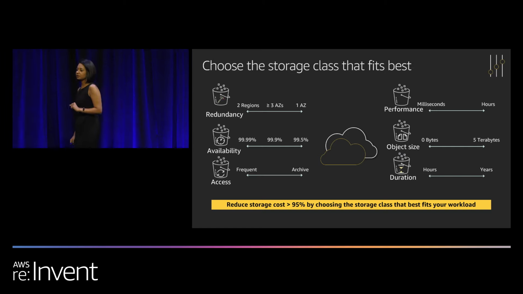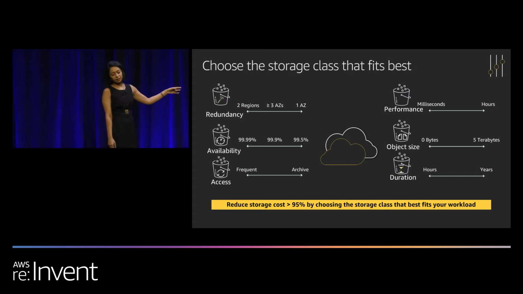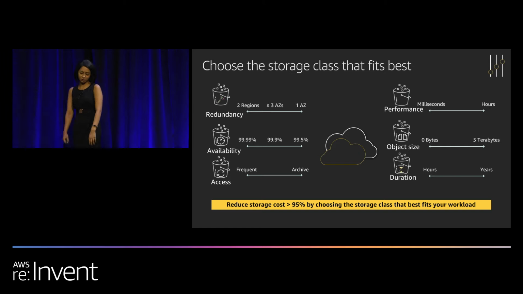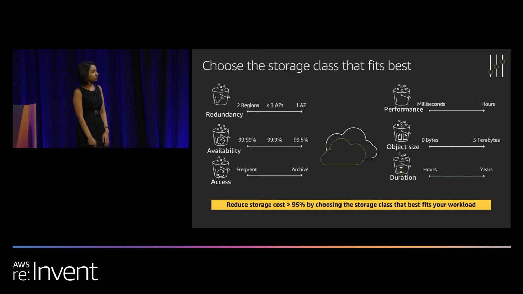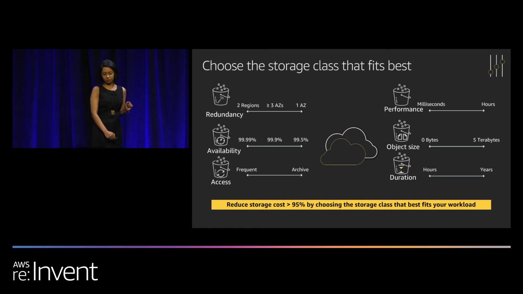The next one here is availability. We offer storage classes from 99.99% availability all the way to 99.5% availability. We have storage classes that are frequent access, infrequent access, all the way down to an archive storage class, or 2 of them, I should say. We have performance, object size, and duration. I won't get into all of them, but these are all trade-offs that you want to think about when you're picking your storage class.